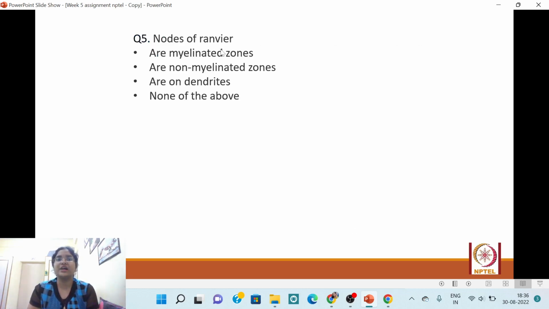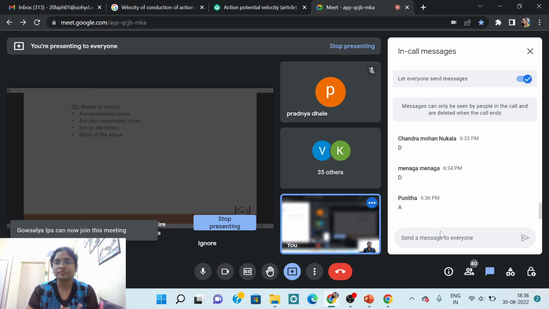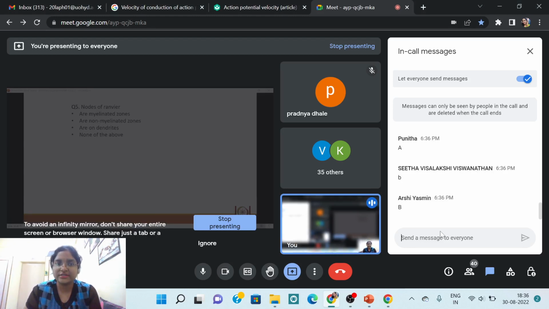Nodes of Ranvier are myelinated zones, non-myelinated zones, are on dendrites, or none of the above. This is a very easy question.